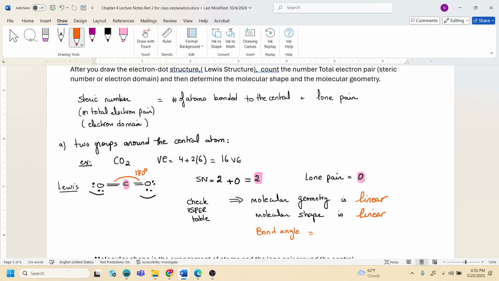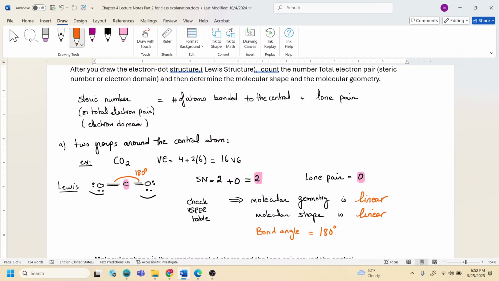What's the difference between the shape and the geometry? There's no difference if there is no lone pair. The shape changes whenever there is a lone pair on the central atom. Whenever there is a lone pair on the central atom, then it's called a shape. And the shape changes because lone pairs tend to squish the bonds, so the bond angle will be less than what it's supposed to be. Right now there are no lone pairs, so the bond angle is going to be 180 degrees.